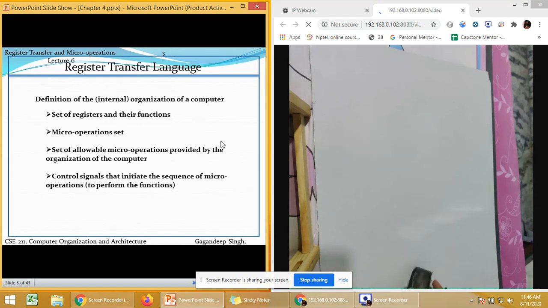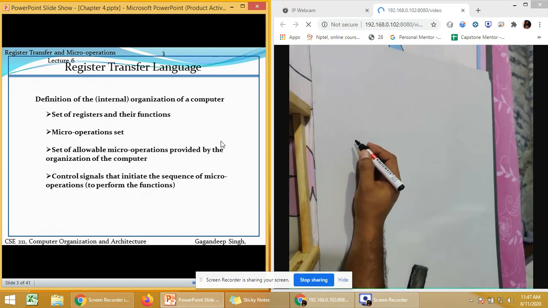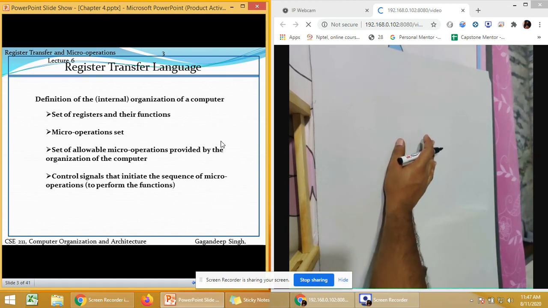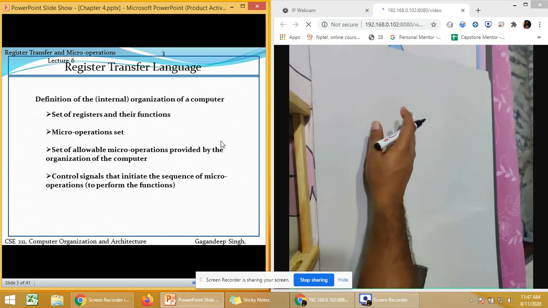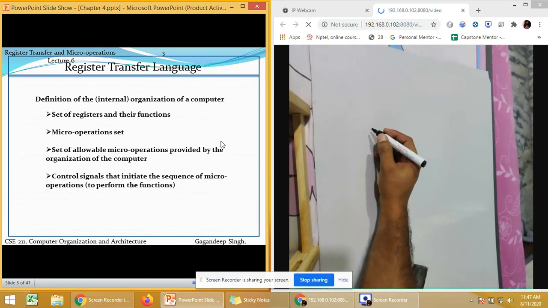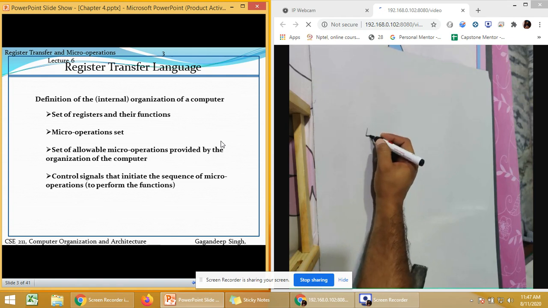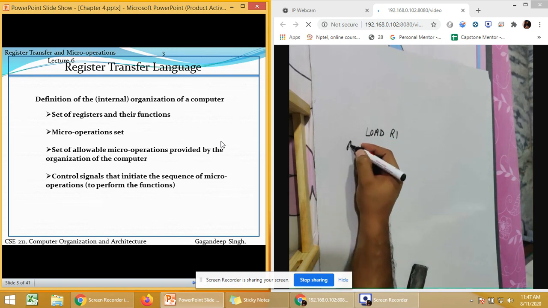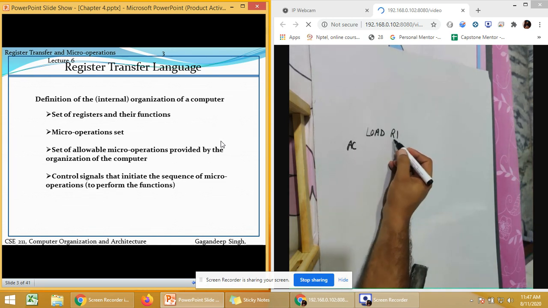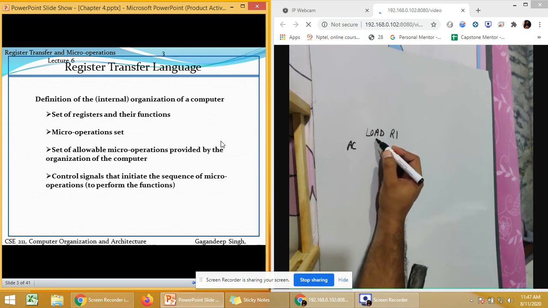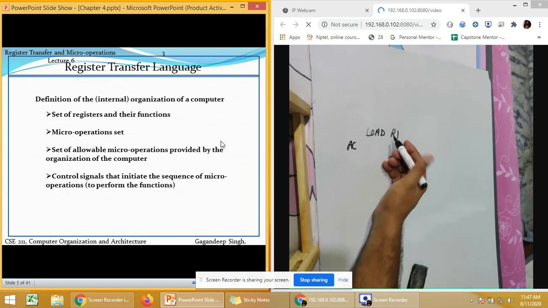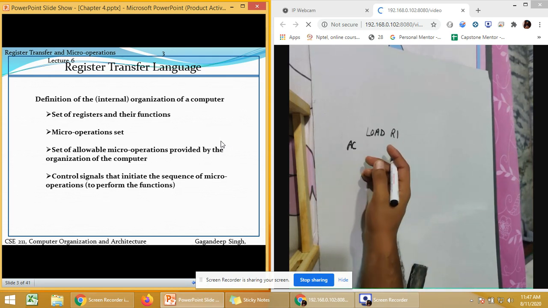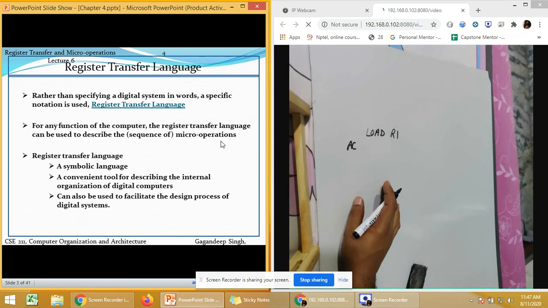Now, what is a control signal? A control signal is something which monitors whatever we want to achieve and in what condition it will happen. Like if I want to store the data, or if I want to load the data from register R1 to accumulator, in which condition will this happen? Okay, so there is some condition according to which this thing happens. So we will call it a control condition. We will discuss it in the next slides.